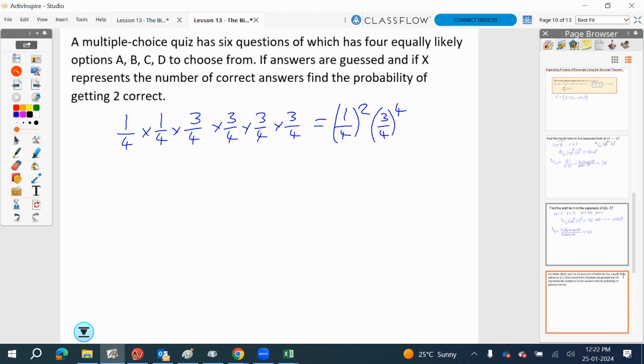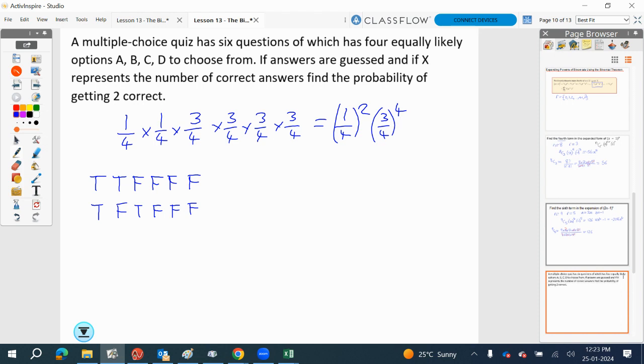This is the probability of getting the first 2 correct and the next 4 wrong. But it's also the probability of getting the first 2 correct and then being false on the next 4. But it's the same probability, so multiplication order doesn't matter.